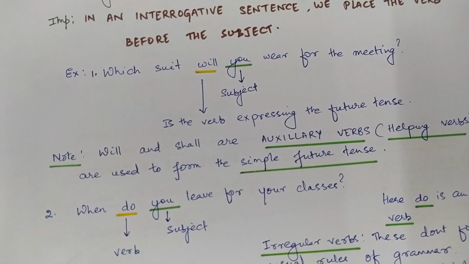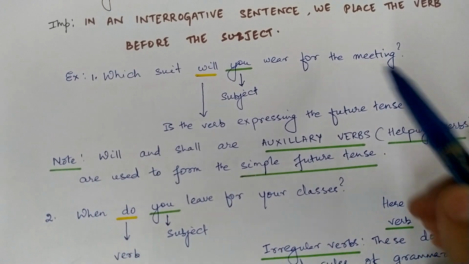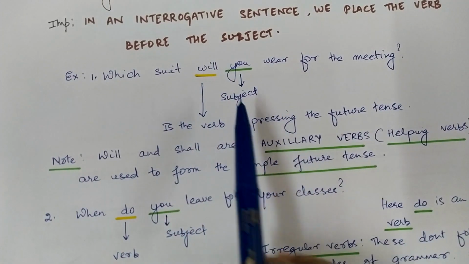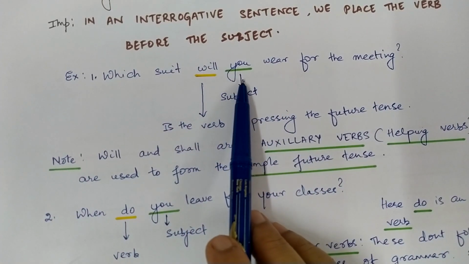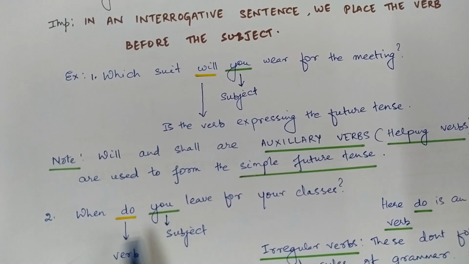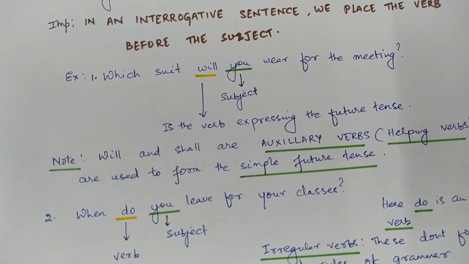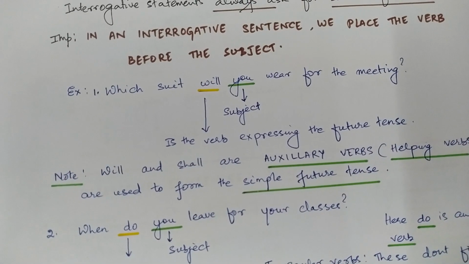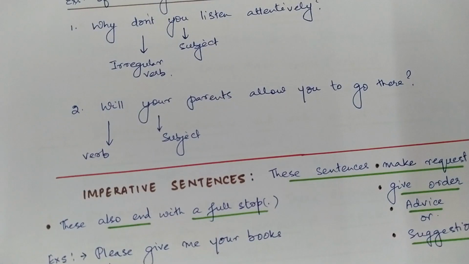So children, what have we learnt in an interrogative sentence? That we will place the verb before the subject. Like over here, subject is you, so we have placed the verb will before it. And here in the second example, subject is you and we have placed the verb do before it. So this is, children, only in the case of interrogative sentences.